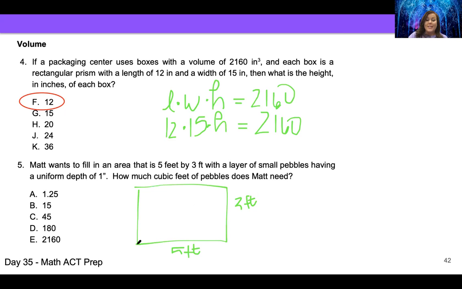But since they want it to have a height here, oops, I probably should draw it that way, of 1 inch, now we're talking volume. They want to fill that rectangle up an inch. So now we have to do length times width times height. So 5 times 3 is 15. And then here's our problem. We can't just go 5 times 3 times 1 is 15. This is not correct because here we're dealing with feet and the height is in inches.